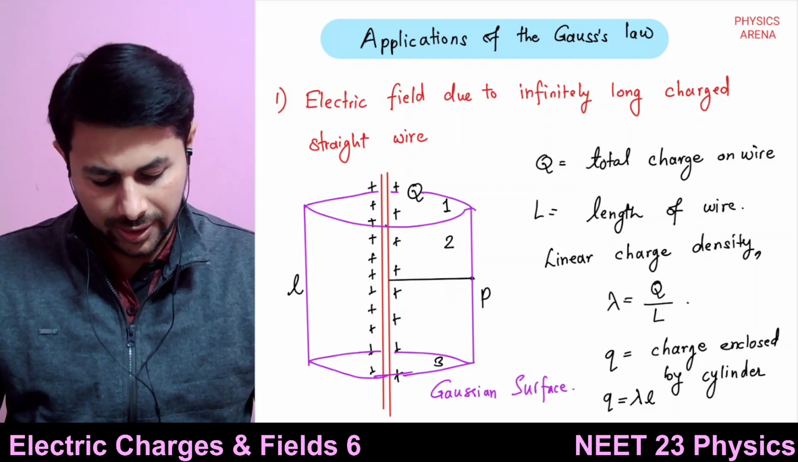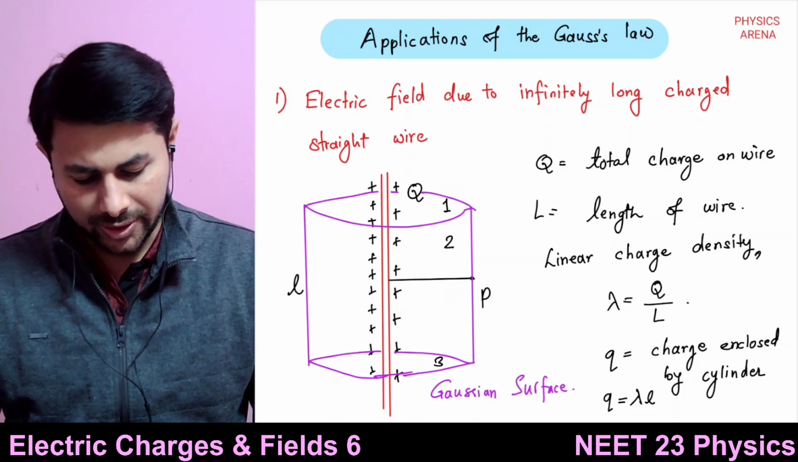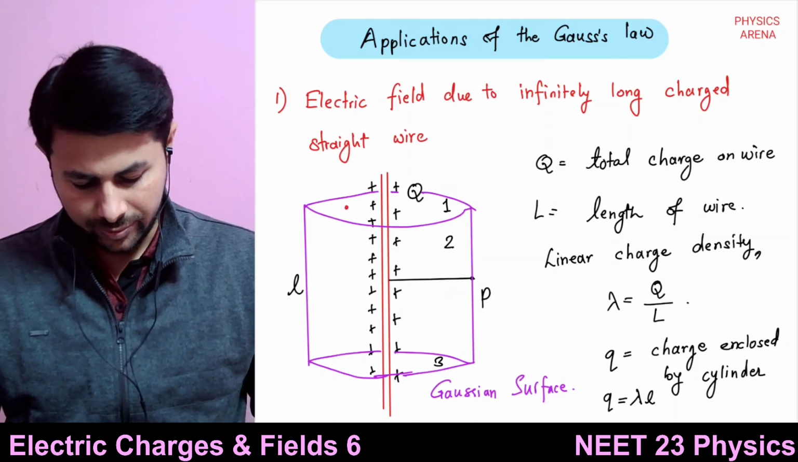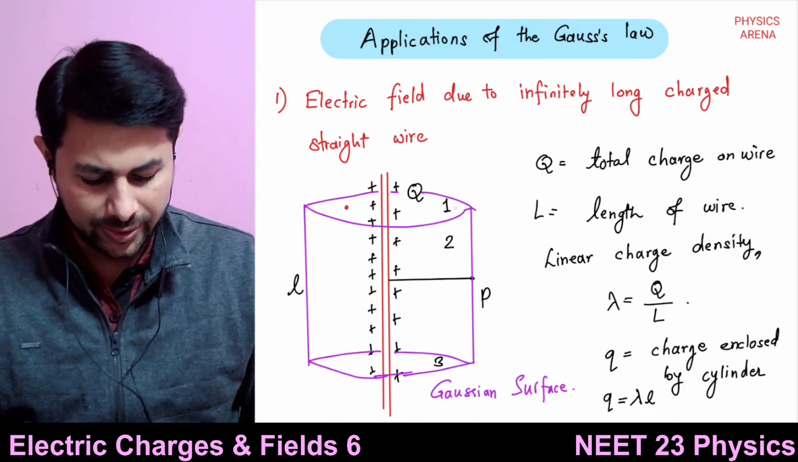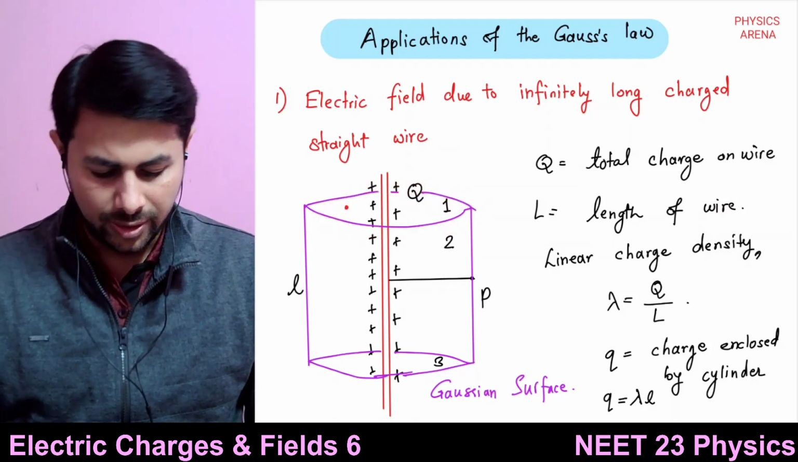So now the electric field is directed... If you consider any point, you consider a point on this surface also. If you consider a point on surface 1, suppose, so this is the point on surface 1.